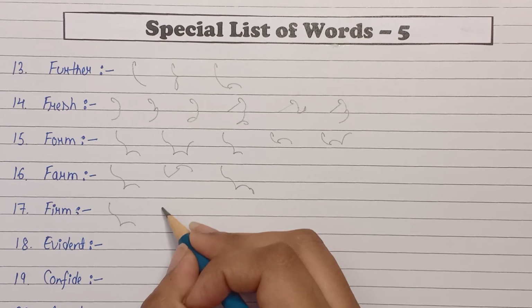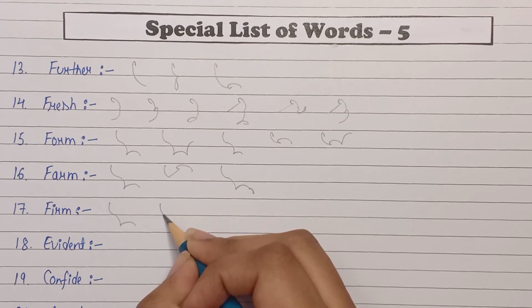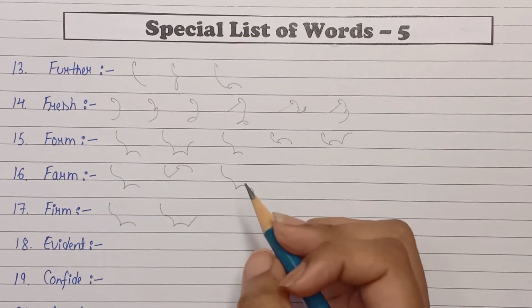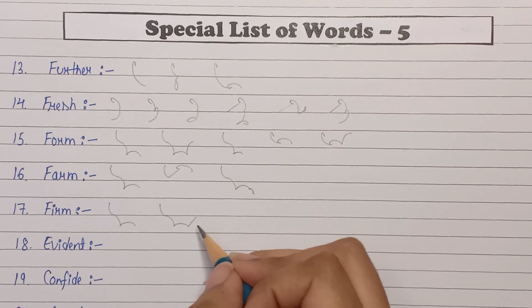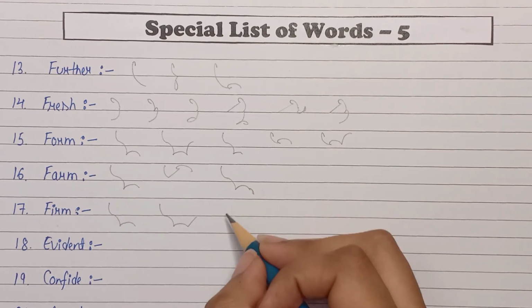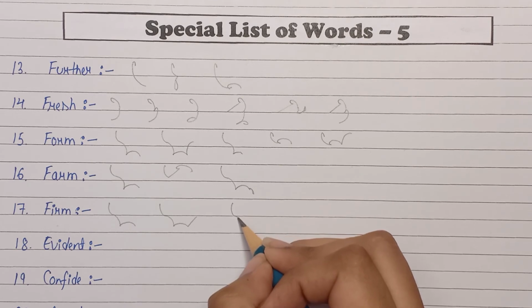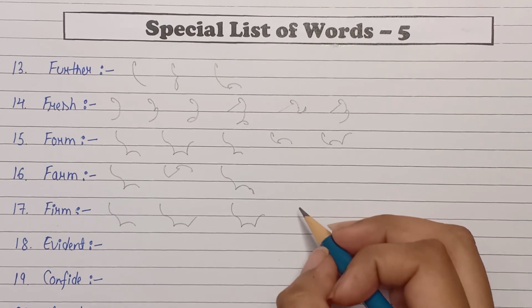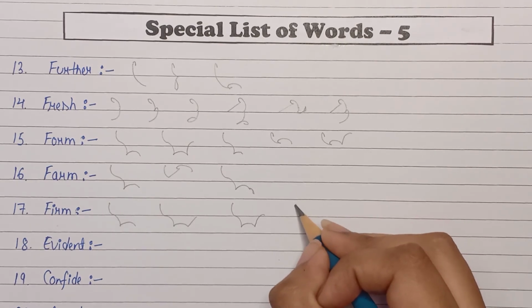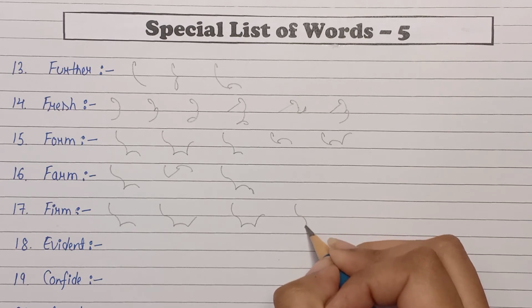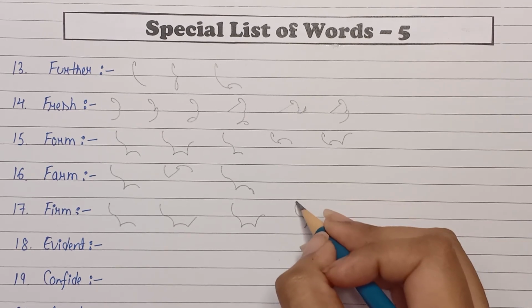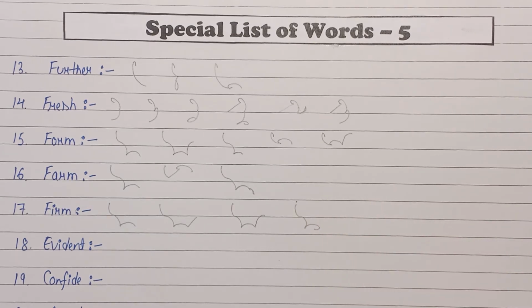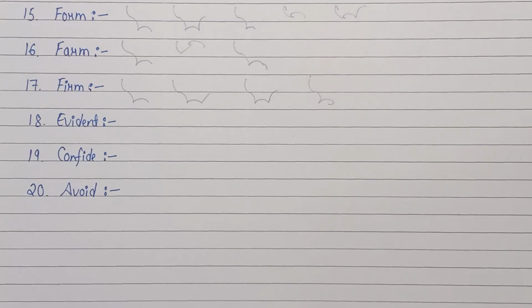Next is F R M and upward R, firmer. Firmly. F R M shun and prefix, confirmation. This is confirmation.